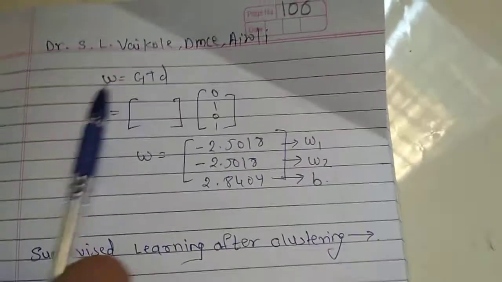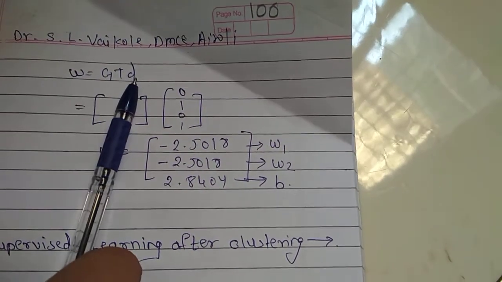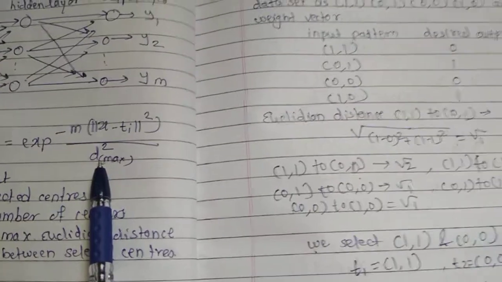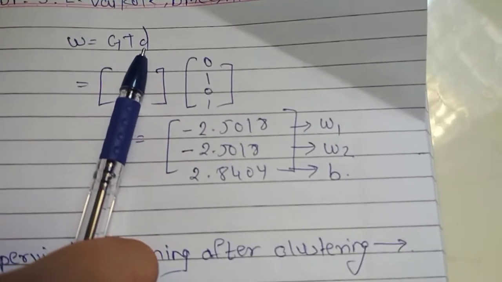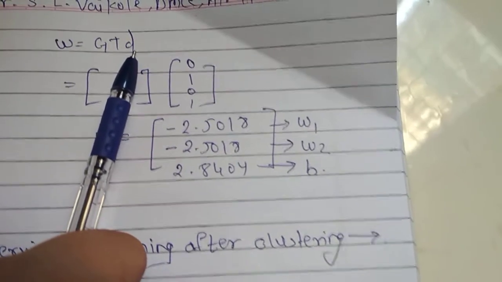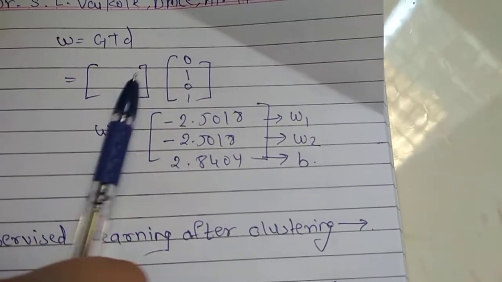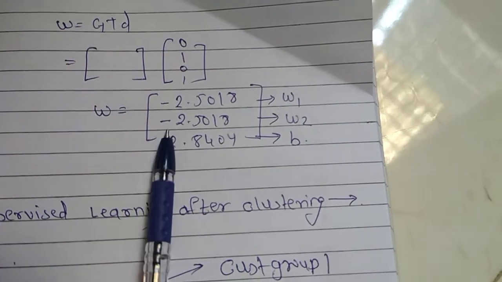Then after calculating the G plus matrix, it is to be multiplied with the D. Now remember, here this D represents the desired response, and in that formula this D represents the maximum Euclidean distance. So don't get confused between this D. For the XOR, we are solving this problem for the XOR. So for the XOR, the desired response is 0, 1, 0, 1. Then G plus matrix multiplied by the desired response, you will get the weight matrix.